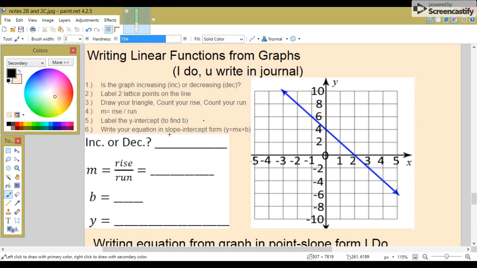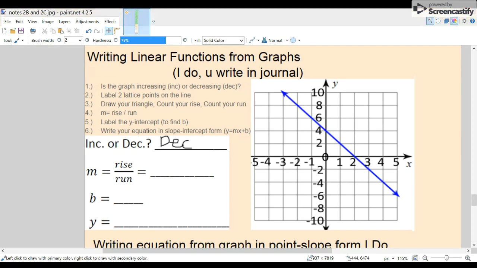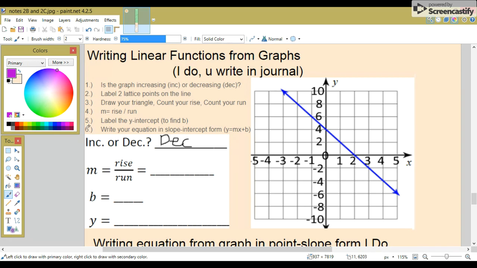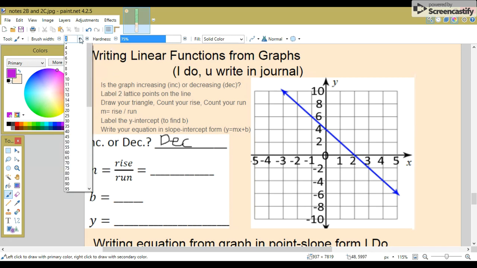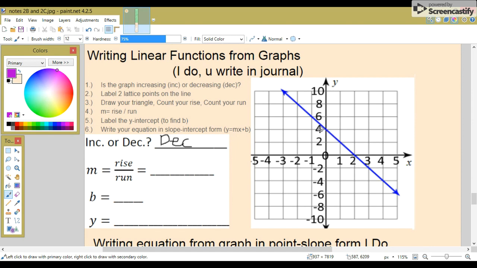Writing linear functions from graphs. Step 1. Is the graph increasing or decreasing? This graph is decreasing. Step 2. Label 2 lattice points on the line. It doesn't matter which lattice points we use, this one, this one, any of these, as long as it's on the line. Let's use these two.